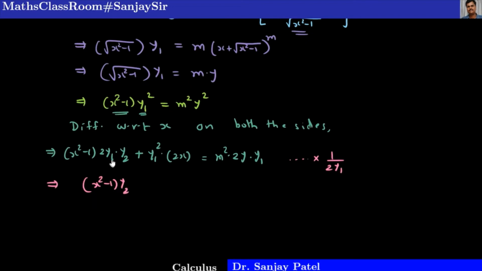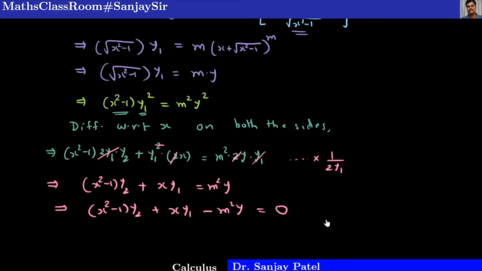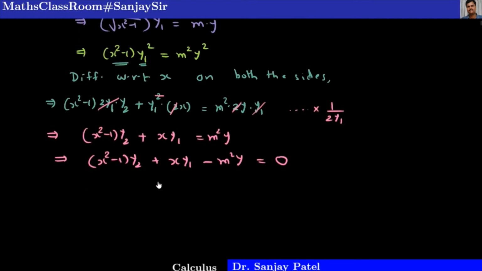into y2, because this 2y1, this 1y1 and 2 here, and this 2y1 will be cancelled. So plus x into y1 is equal to m square into y, and that implies we'll get x square minus 1 into y2 plus x into y1 minus m square into y is equal to 0. So this is the relation between y, y1 and y2.